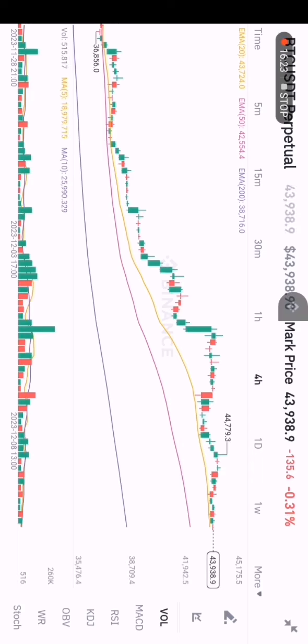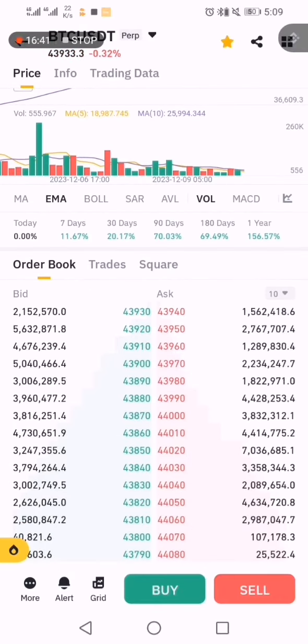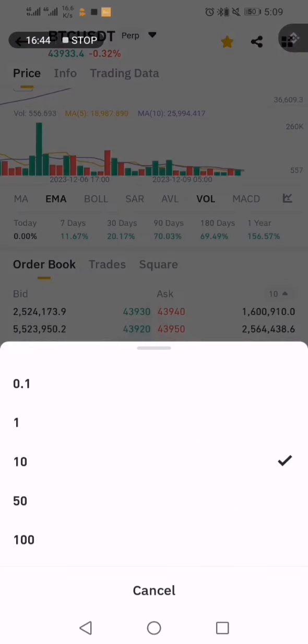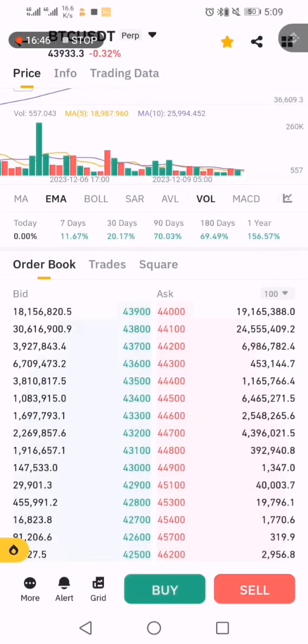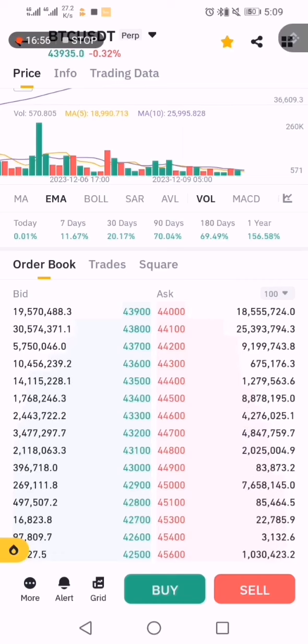So let's change to 4 hour. By 4 hour, you can see things are changing. The trend seems to want to change in 4 hour. And let's check the order book. You can see the bid is overwhelming the ask. Yes, I think it's overwhelming. So there's a strong support.